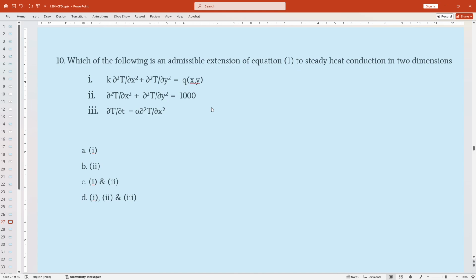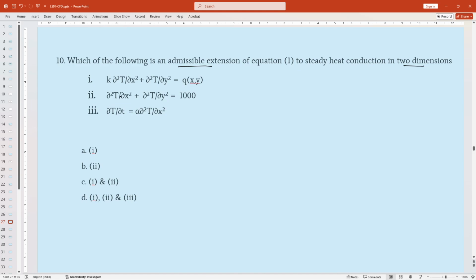Next question. Which of the following is an admissible extension of equation 1 to steady state heat conduction in two dimensions? So in equation 1, we are only talking about a one dimensional equation. So how can we extend that to a two dimensional equation? Statements are: k into del square T by del x square plus del square T by del y square is equal to Q, which is equal to Q of x y.